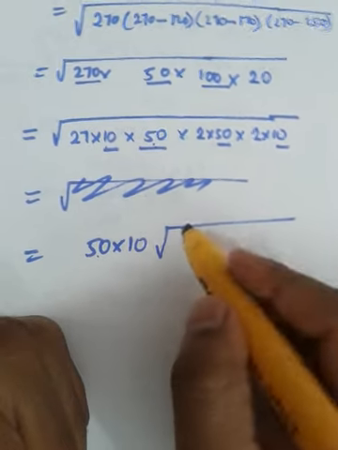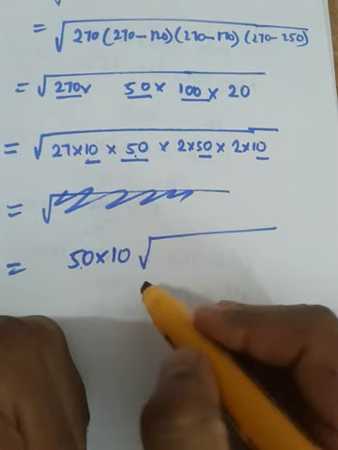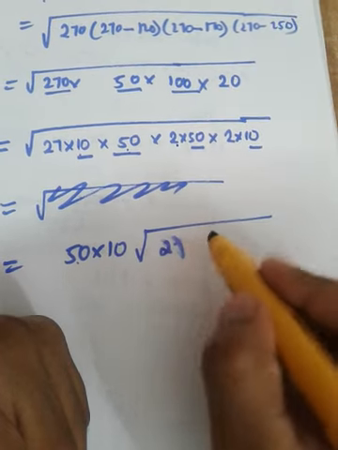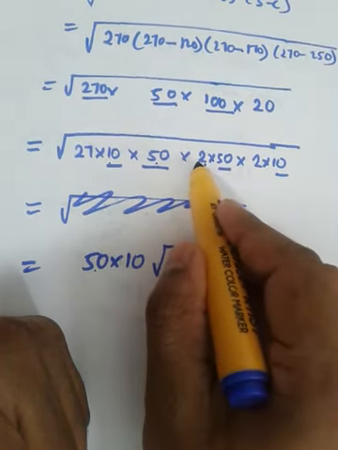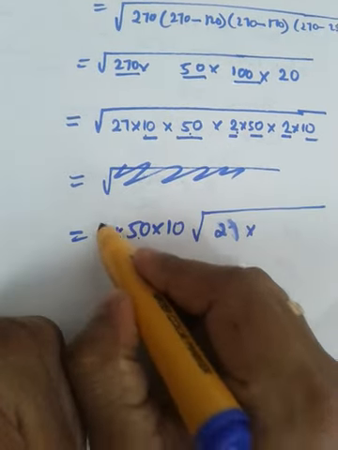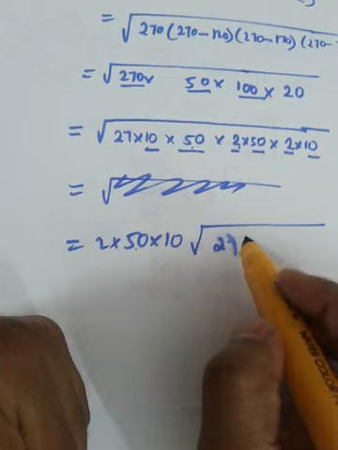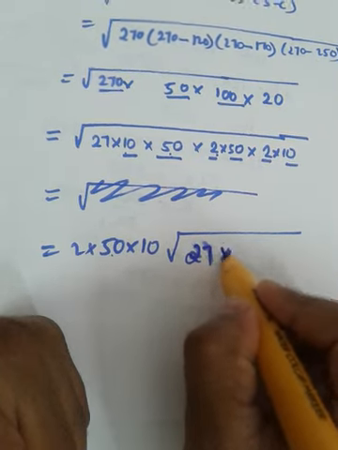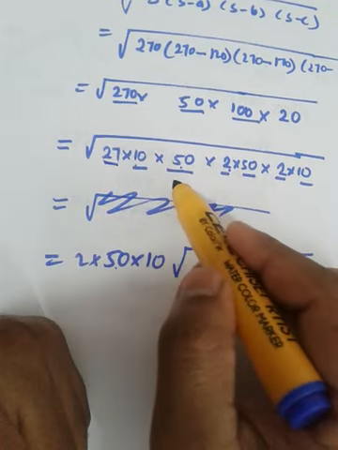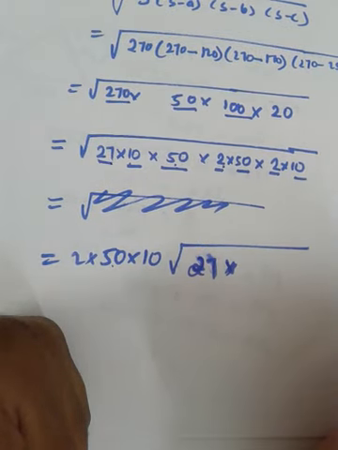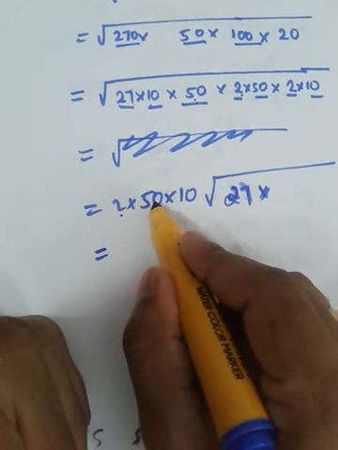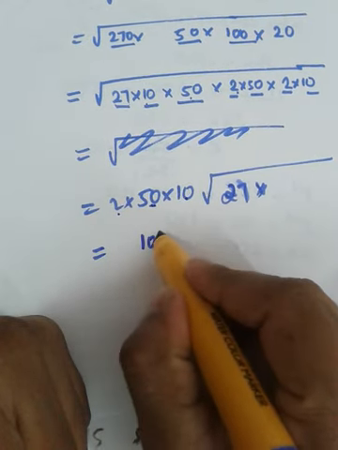So just write them together under the square root. Don't forget, under the square root. Clear? 27, this is remaining, then this 2 is remaining. Oh, sorry, here two 2's are there, so we can apply. So what is the square root of 2 into 2? That 2, you can write as a single 2 outside. And 27 is there inside the square root. So 27 is only remaining, no? Yes. Now just see, what is 2 into 50? 100. 100 into 10? 1000.